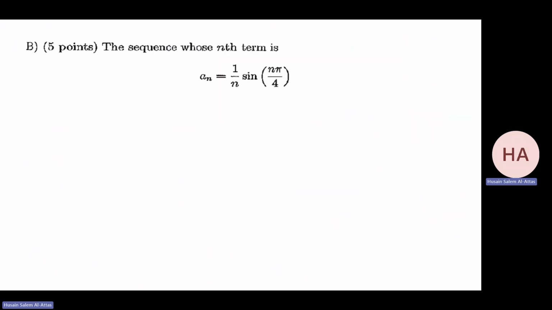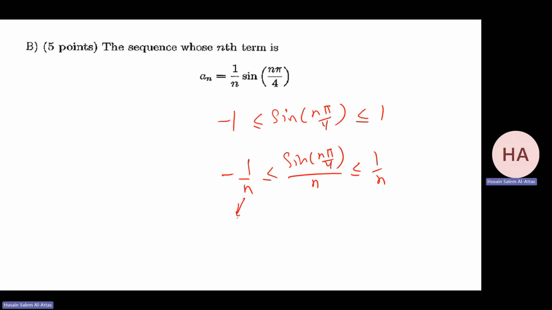This sequence, whose nth term is this. Okay. Yeah, we can use the squeeze theorem, I think, easily here. It's between minus 1 and 1. So now divide by n. You have minus 1 over n.